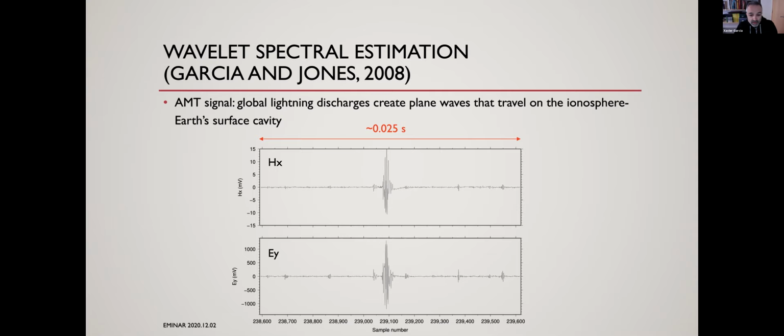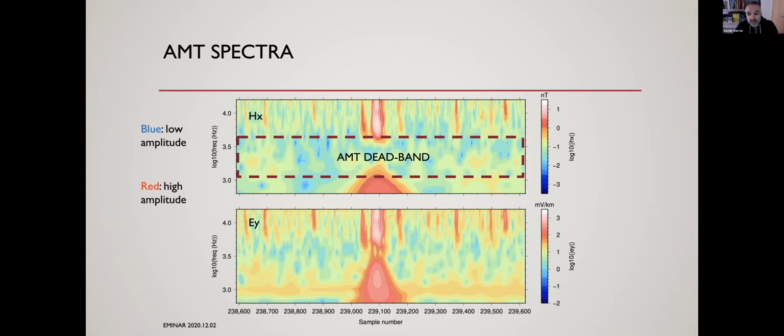If we look at the spectra of this time series, and remember that blue are low amplitudes and red represents high amplitudes, what we can see is that even when we get this event, it is not a guarantee that we're going to have signal. Here we have this dead zone of low amplitude, which is the AMT dead band. The electric field at the bottom also shows a minimum in the dead band, although it's not as critical as for the magnetic fields.